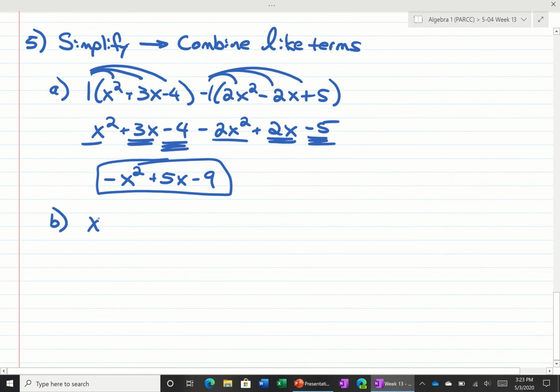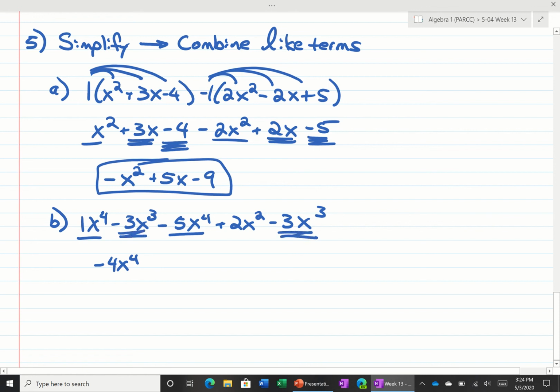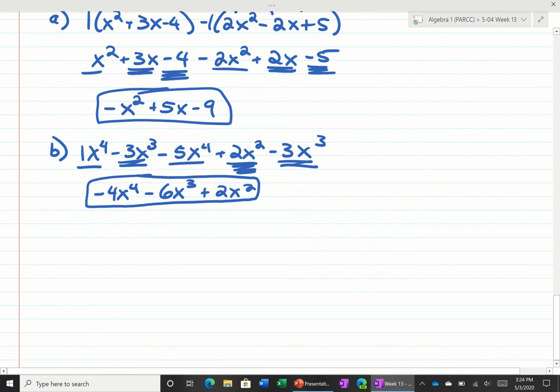For part B, it's saying we have x to the 4th minus 3x to the 3rd minus 5x to the 4th plus 2x squared minus 3x to the 3rd. Like term means it's the same variable and the same power. So I see an x to the 4th here. Here's another x to the 4th. 1x to the 4th minus 5 is negative 4x to the 4th. We have negative 3x to the 3rd. We have negative 3x to the 3rd. That's negative 6x to the 3rd. And then we have a 2x squared left over. That would be the answer for part B.